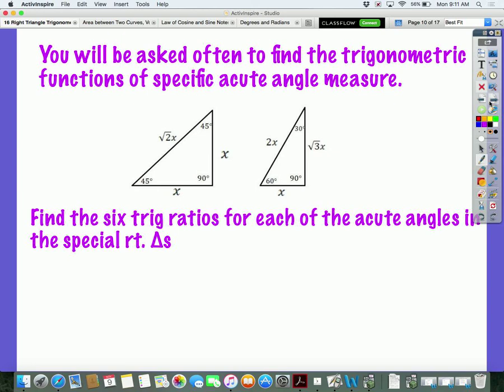You will be asked often to find the trigonometric functions for specific acute angle measures. This should look familiar. When y'all were in geometry, they had a reference sheet for you, and these were your special right triangles. They never changed. In a 45-45-90 triangle, if two angles are congruent, that means the two sides are congruent, so they're both labeled x. The hypotenuse was just your legs times radical 2. So no matter what x was, say x was 7, then your hypotenuse would have been 7 radical 2.